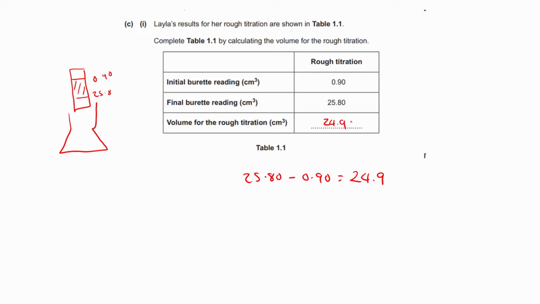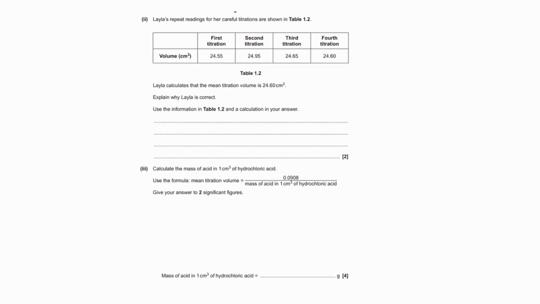24.9. Could have put 0 there as well, it doesn't matter. II. Layla's repeat readings for her careful titrations are shown in table 1.2. So we've got first, second, third and fourth titrations, and they're the volumes here in centimeters cubed. Layla calculates that the mean titration volume is 24.60 centimeters cubed. Explain why Layla is correct.